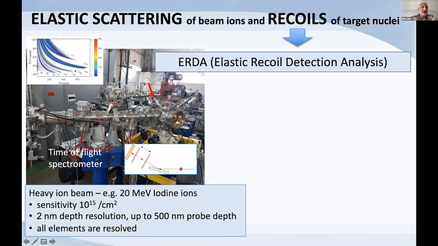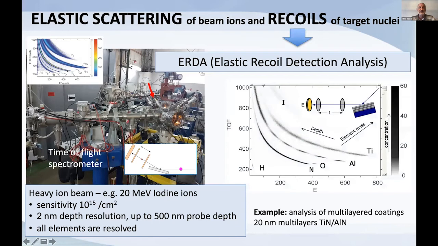Also, you can observe here the depth profile. So this technique is excellent to measure the depth profile of elements in a sample. There is no overlapping, so the contribution from different elements is resolved. And this is an example of a multi-layer sample of titanium nitride and aluminum nitride.